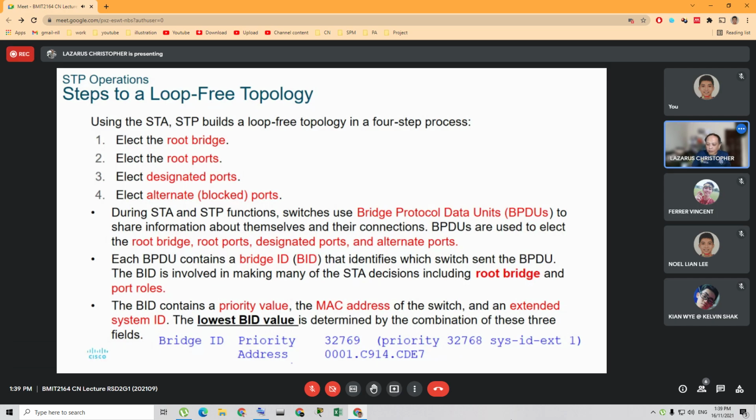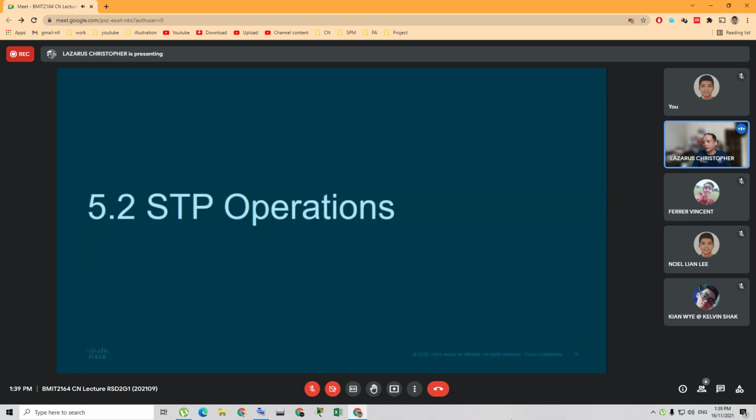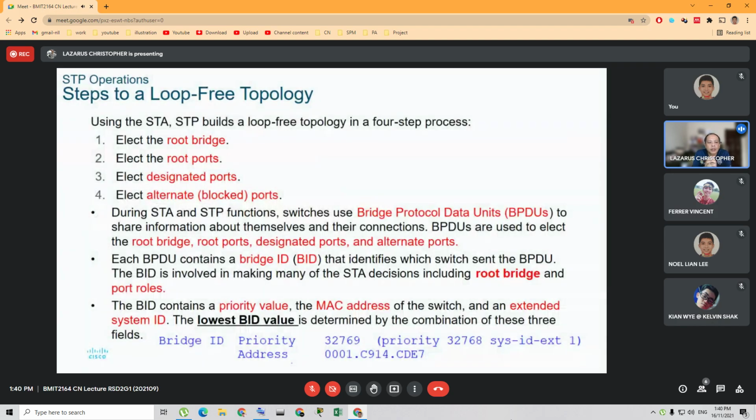Okay. So before we begin, just a recap from yesterday. This section is on STP operations. We've learned so far the first step to create a loop-free topology, because we want redundancy, right? But redundancy allows, perhaps because of broadcast frames like ARP, it can bring down a network because of a broadcast storm, right?